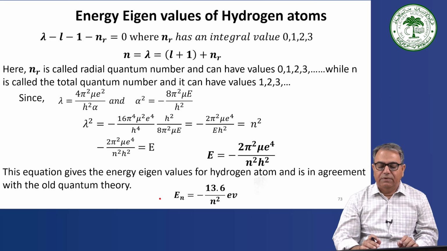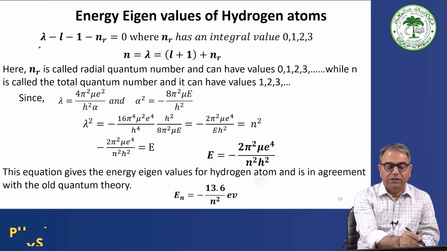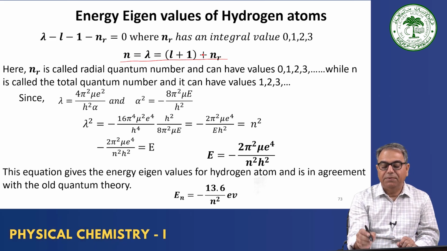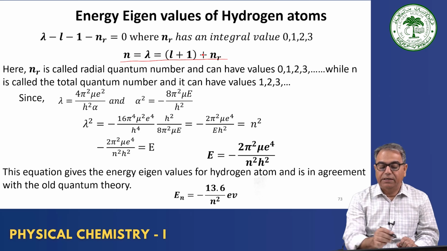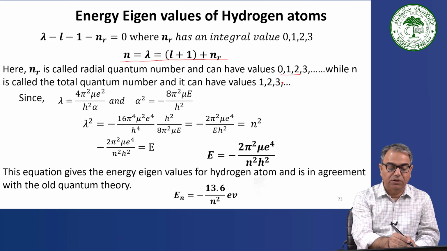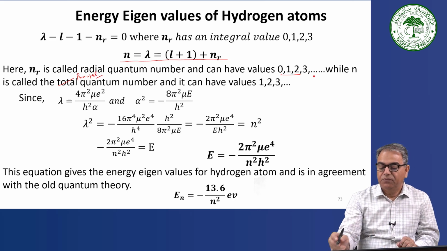Okay, so till now we have plotted the eigenfunctions. If you look at the energy eigenvalues of the hydrogen atom, we already know that n is equal to lambda, which is equal to L plus 1 plus Nr. Nr is called the radial quantum number; as I said earlier, it could be 0, 1, 2, 3. While L plus 1 we call N, it is not the total quantum number, it is the principal quantum number, and its value is 1, 2, 3.